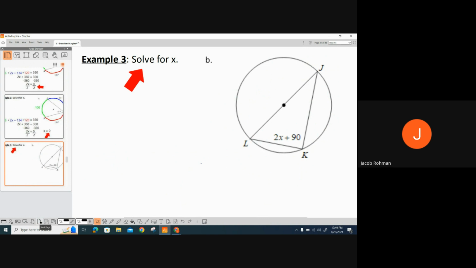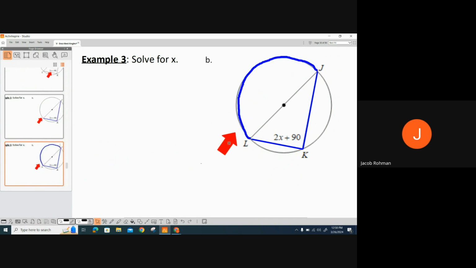In example B, we see here that our angle LKJ is 2x plus 90. So I'm going to go ahead and highlight that in blue. And then the intersected arc of this inscribed angle is going to be the arc LJ. And really, we should have another letter in here to indicate that arc. But we know that this is a semicircle. Okay, so the semicircle here is 180 degrees because it's half the circle, the full circle being 360 degrees.